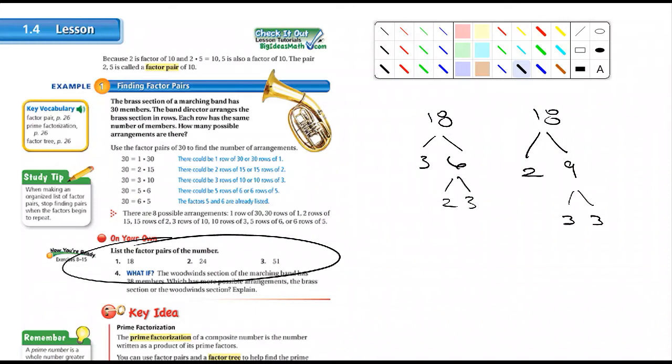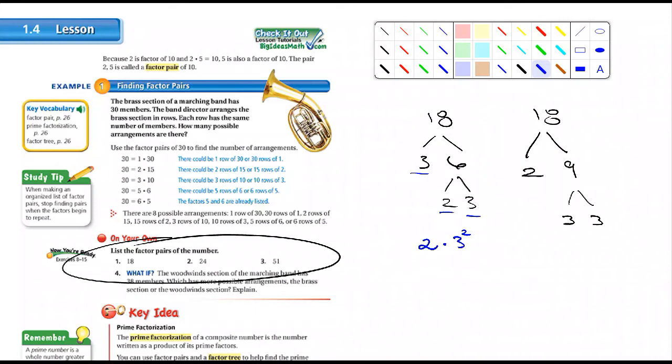Okay, now watch what happens here. I want to show you guys something. So, can't go any further with this one, can't go any further with this one, can't go any further with that one. And so, how many 2s do we have? Only 1 2 right there. How many 3s do we have? 2. Okay, what's another way of saying 3 times 3? 3 squared. So that's the prime factorization of 18.